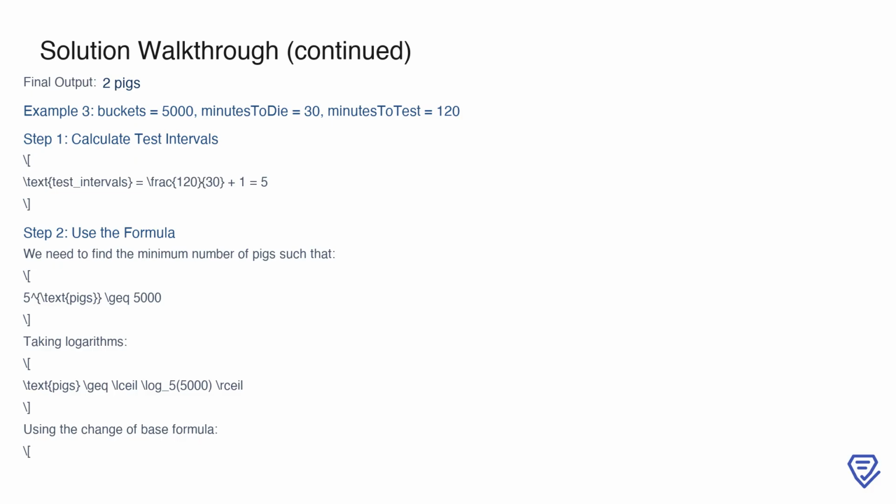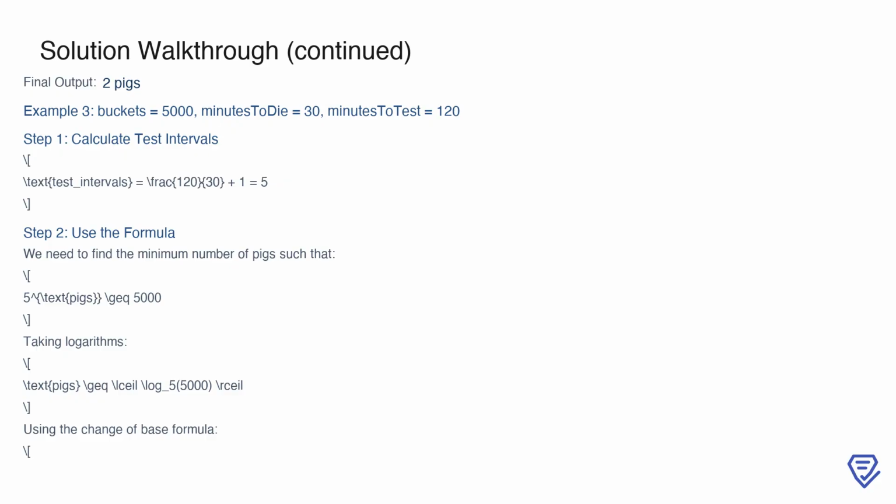Suppose we have 5,000 buckets, minutes to die is 30, and minutes to test is 120. First, we calculate the number of test intervals. Dividing the total time, 120 minutes, by the time it takes for poisoning to show, 30 minutes, gives 4. Adding 1 gives us 5 test intervals. This means each pig can represent 5 states. Using these test intervals, we apply the formula to find the number of pigs.